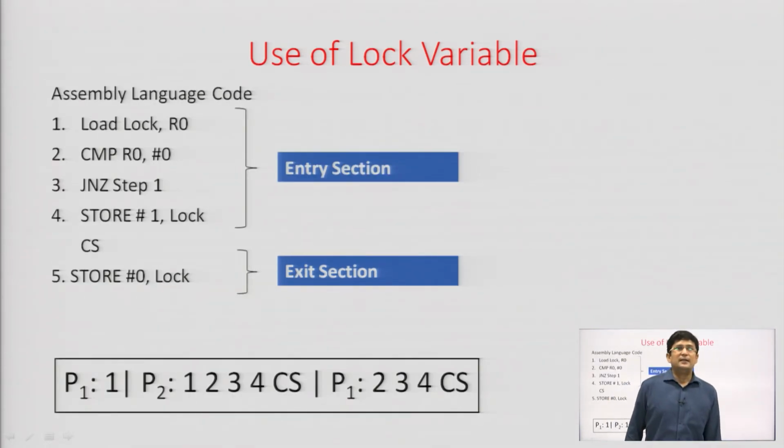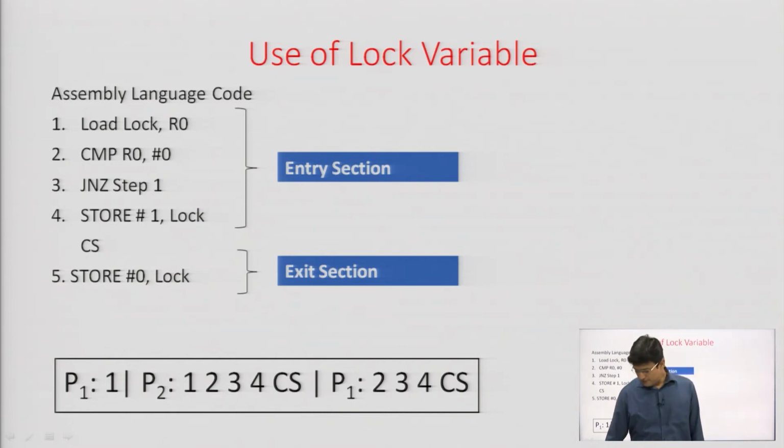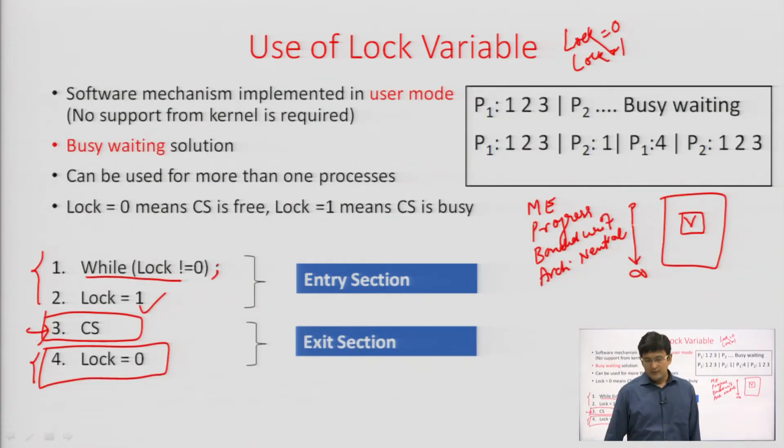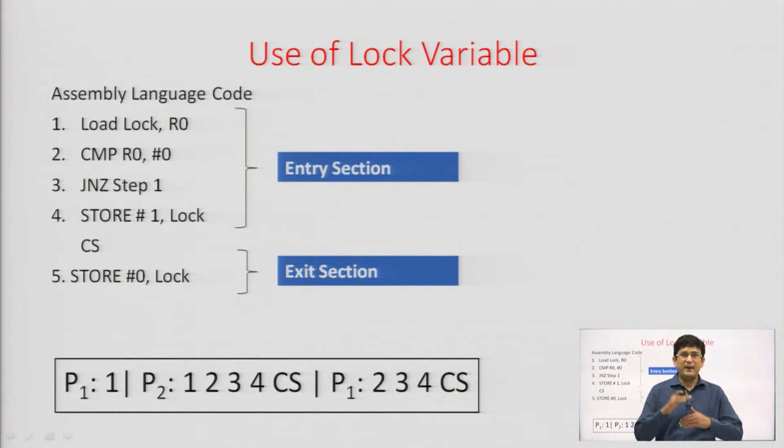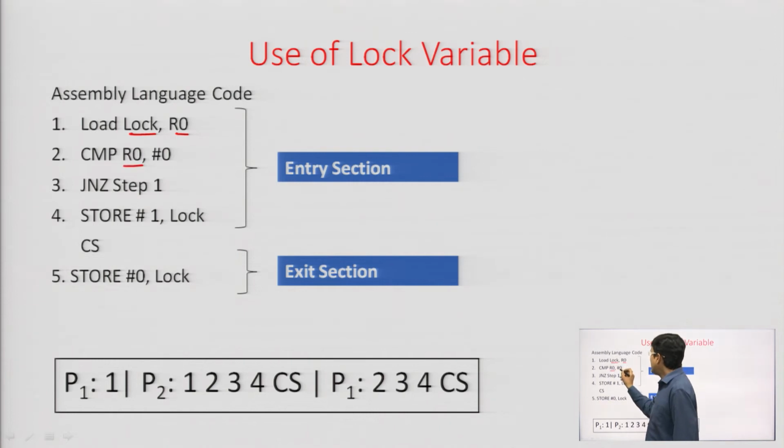Now whatever we have written means this condition: while lock is not equal to 0, keep waiting. We need to expand it in the assembly language code. So let us expand it. The value of lock is stored in R0 and then it is compared with 0. If this value is 0, it means the entry to the critical section is allowed, and if the entry to the critical section is not allowed, then go to step number 1 and check again.